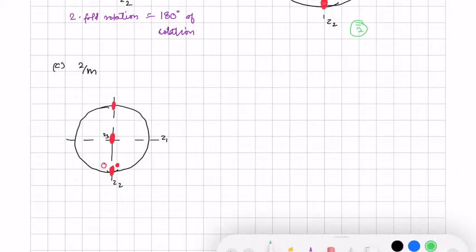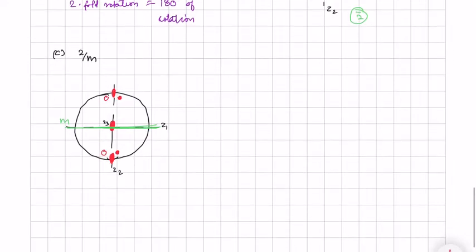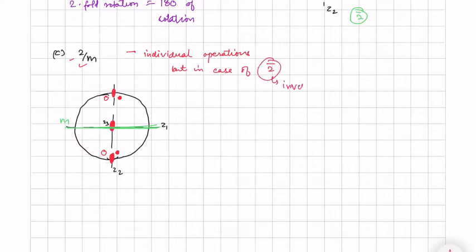Now there is a mirror perpendicular to this 2. So this is your mirror. This was a 2-fold, so perpendicular to this is a mirror. When you reflect, you have these points reflected as these. So this is the stereographic projection for 2 by M of monoclinic. Here they are treated as individual operations. But in the case of 2 bar, the inversion plus rotation is one single operation.